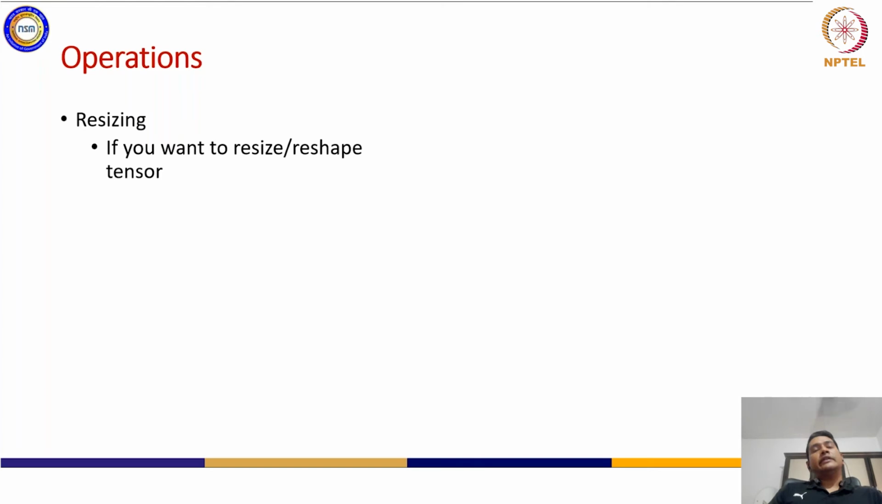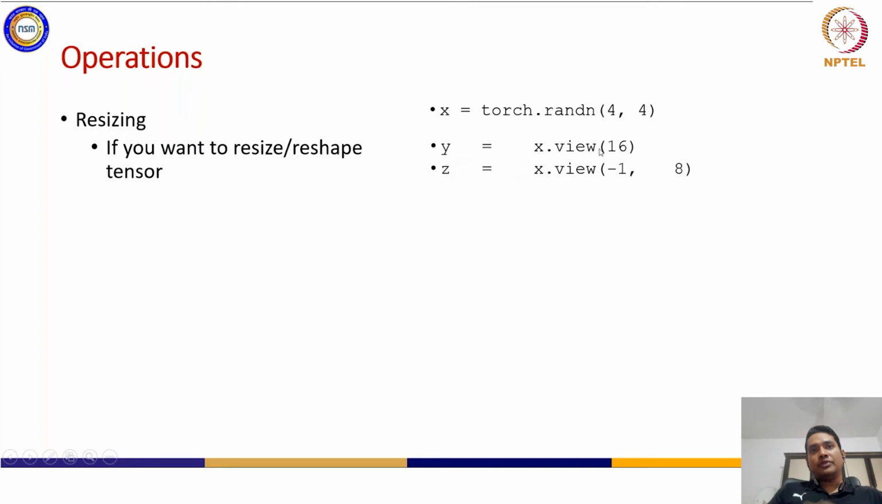You can also resize the tensors. If you want to resize or reshape the tensors, let's say we have one random tensor x, 4 by 4, and we want to resize it to, let's say, 1 dimension. So this is a 2-dimensional tensor that we have defined as x. Now y is equal to x dot view. The view function is used to resize your tensor. Here a total of 16 elements were there in that 2-dimensional tensor. Now we have a 1-dimensional tensor where we have 16 elements. So view has flattened that 2-dimensional tensor into a 1-dimensional tensor.